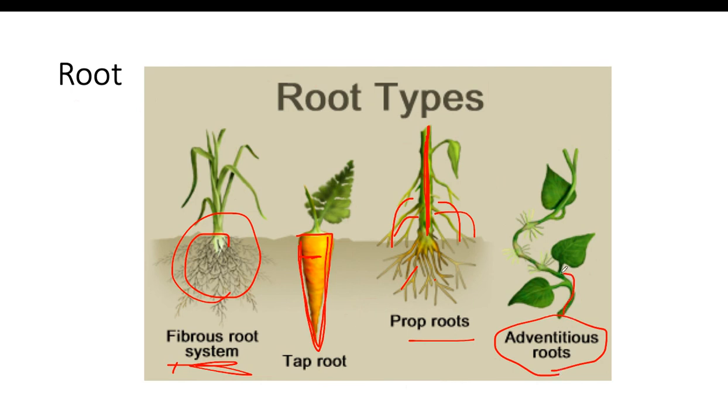A lot of vines have these adventitious roots. It allows them to grow up a tree and absorb water from their surroundings on the bark of the tree as they grow. So those are adventitious roots. These 4 things, you may see a picture of one of them, and I'll say, name the type of root. One of these 4.